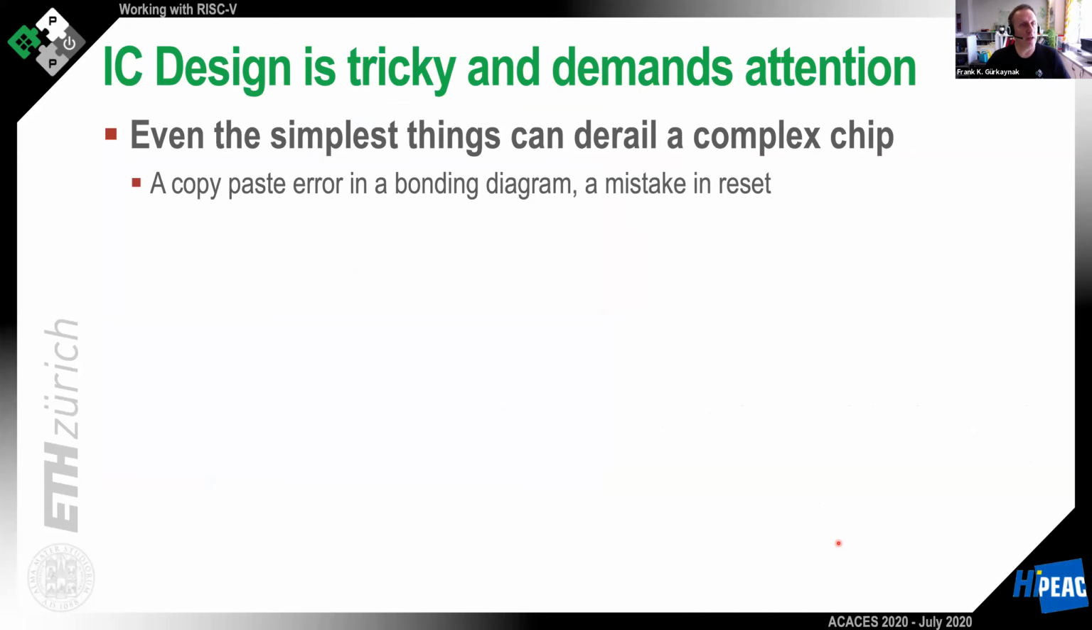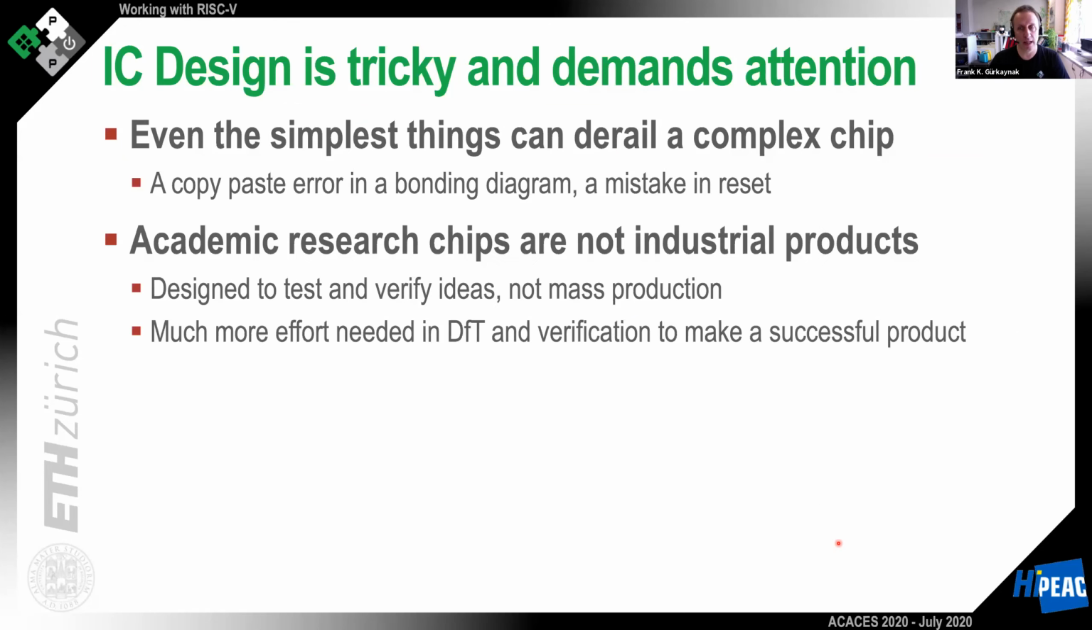In closing, I want to say IC design is very tricky and demands attention. Even the simplest things can derail a very complex chip. A copy-paste error, like we saw in a bonding diagram, or a mistake in the way reset is being handled, and the entire chip, months of work, is going away. And fixing them is not always so easy. Sometimes you are lucky and you have enough resources in the chip to still get the numbers you would want out of it. That is possible.